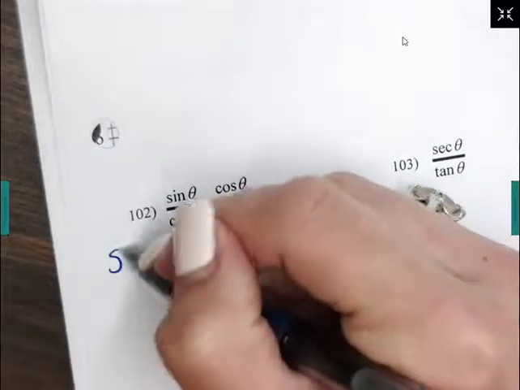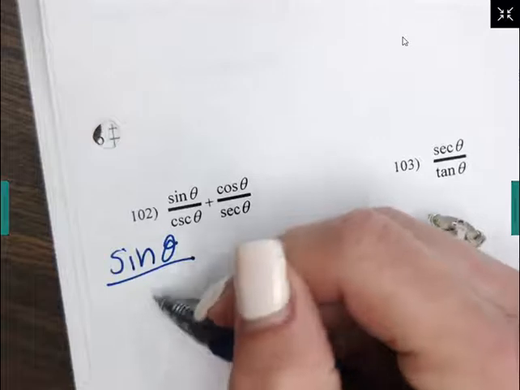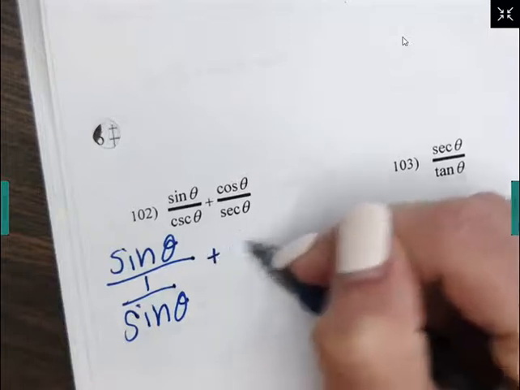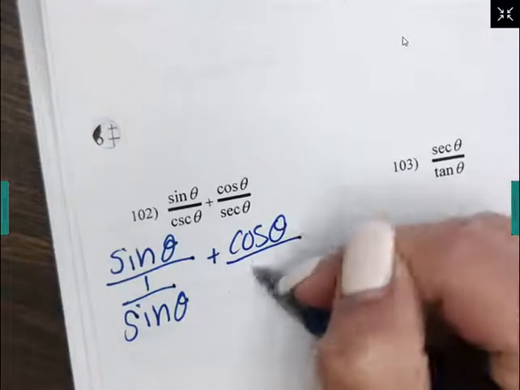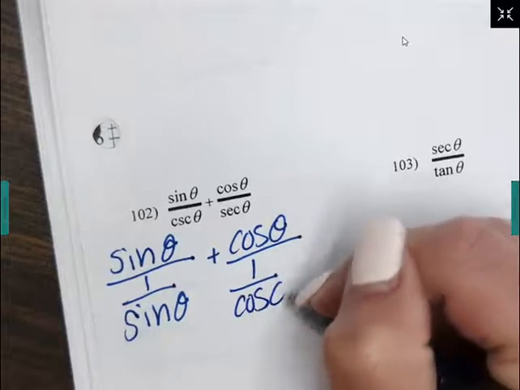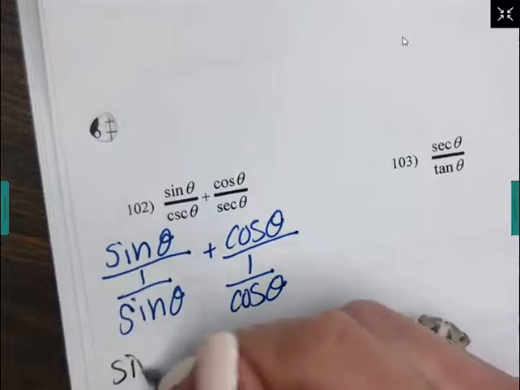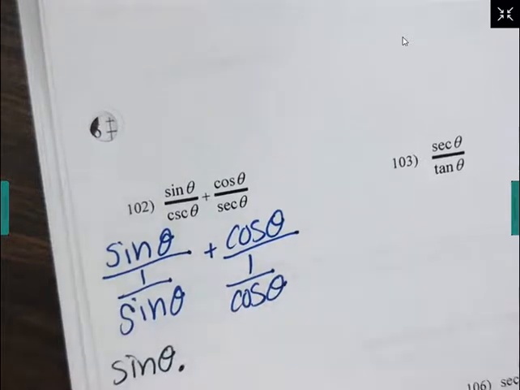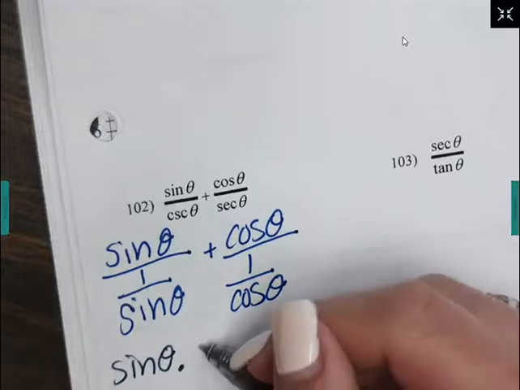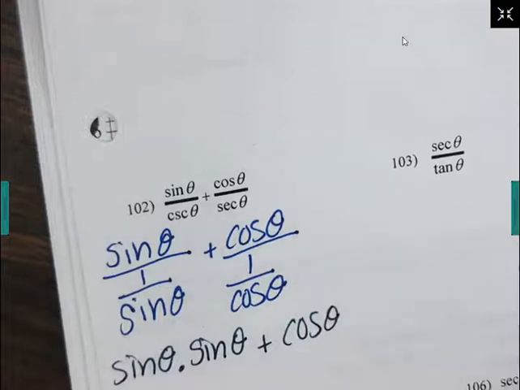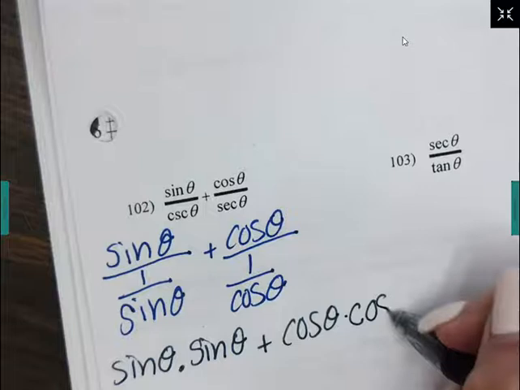102? All right, 102. So on 102, this is the sine of theta divided by 1 over the sine of theta plus the cosine of theta divided by 1 over the cosine of theta. Well, just give me 1 second, okay? So then this is the sine of theta times, what's the reciprocal of 1 over the sine of theta? The sine of theta, plus the cosine of theta. And then what's 1 over the cosine of theta? Times the cosine of theta.